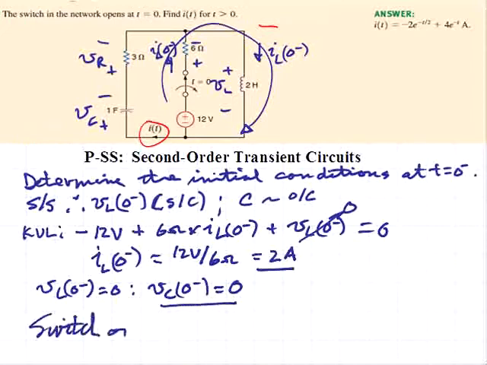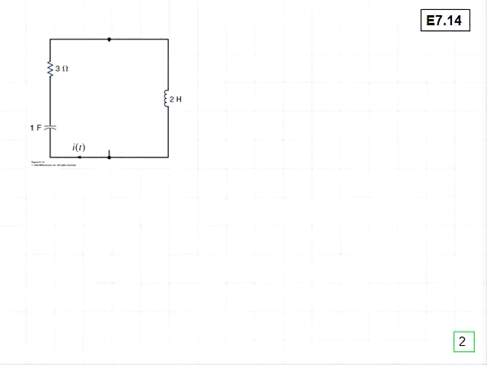Then the switch opens at time t equals 0. So we've established the initial conditions, the initial current in the inductor, and the initial voltage on the capacitor. Now we'll proceed to analyze the circuit for time greater than 0. Now at t greater than 0, the switch is open, and we have the resulting circuit shown here.